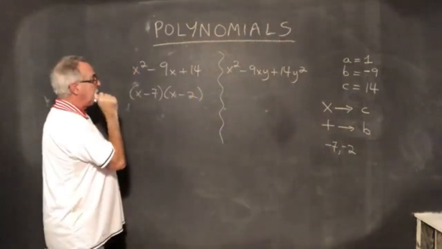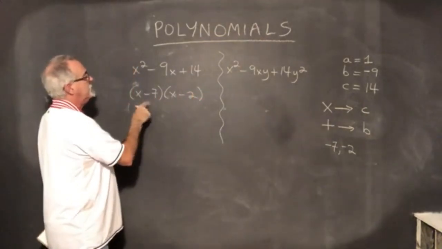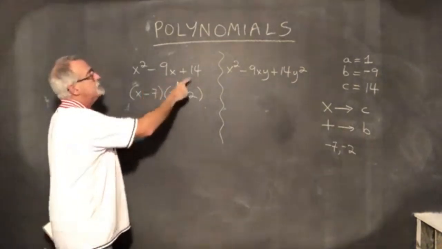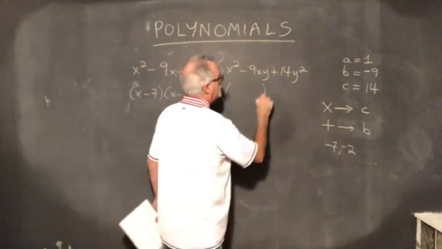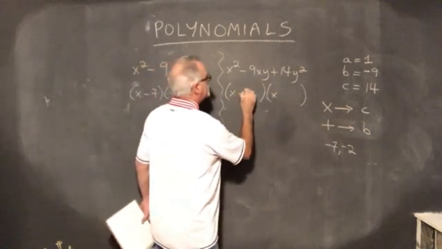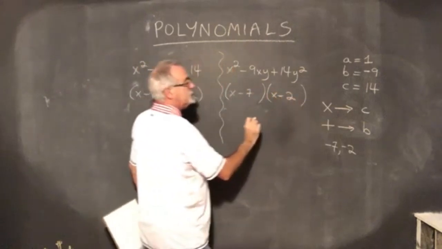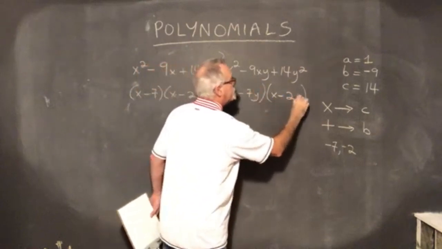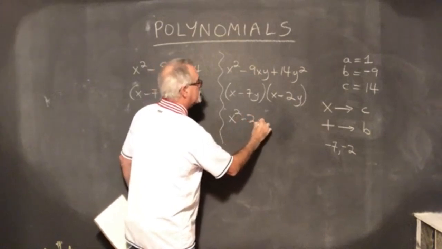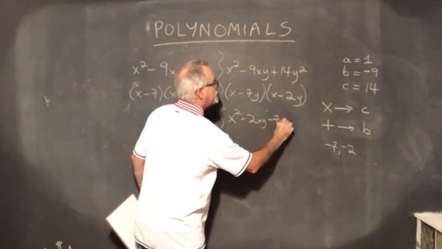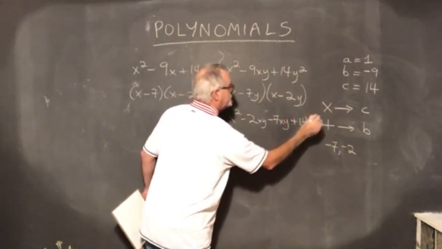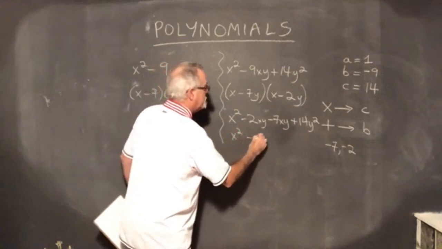Doing verification without writing it again. X squared minus 2x minus 7x, minus 2x plus minus 7x is minus 9x. Negative 7 times negative 2, positive 14. X minus 7, x minus 2. Notice how I'm leaving a bit of space because I need to stick a y here and there. FOIL: x squared minus 2xy minus 7xy plus 14y squared. Combine similar terms.